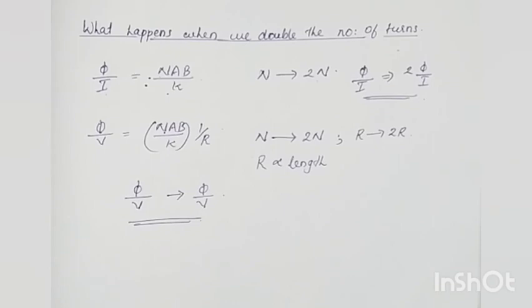These are the facts related to the galvanometer and the conversion of a galvanometer to an ammeter and voltmeter. With this, our chapter Moving Charges and Magnetism ends.